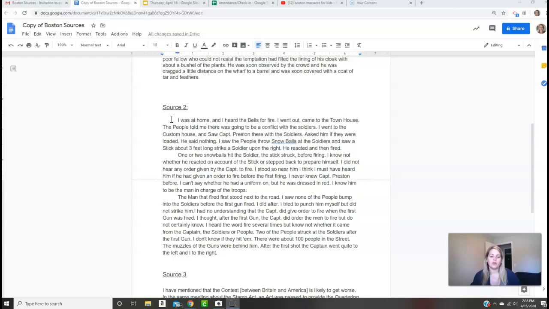Okay, paragraph two. One or two snowballs hit the soldier, the stick struck before firing. I know not whether he reacted on account of the stick or stepped back to prepare himself. I did not hear any order given by the captain to fire. I stood so near him that I think I must have heard him if he had given an order to fire before the first firing.